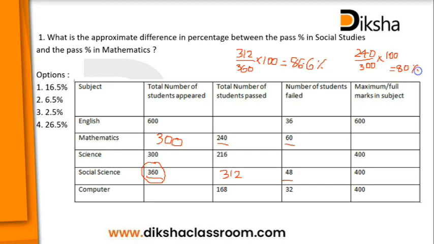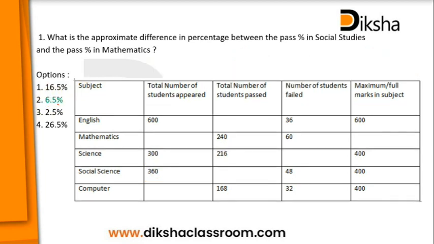So the pass percentage in social is 86.6 and the pass percentage in maths is 80. The question is difference. So the difference will be 86.6 minus 80, that gives almost 6.5 percentage. That's option 2. Option 2, 6.5% is the correct answer.